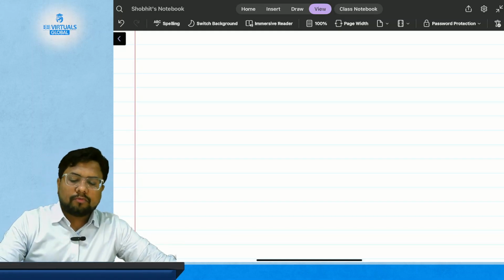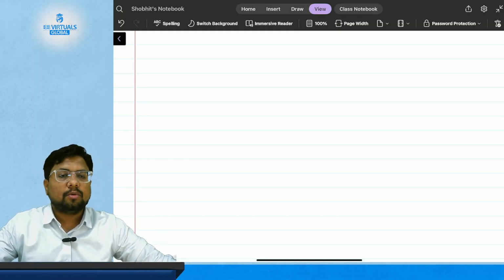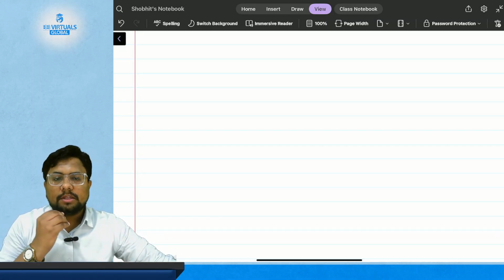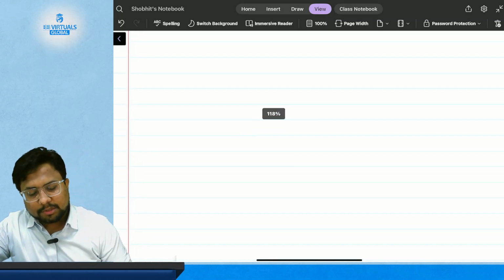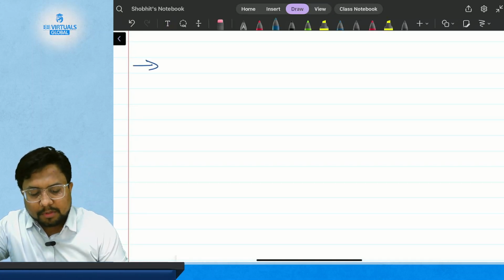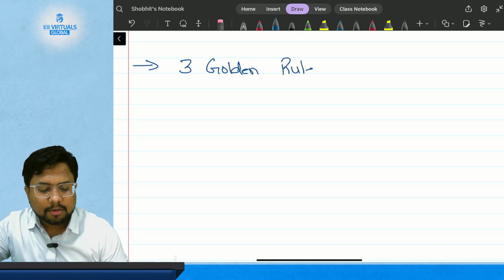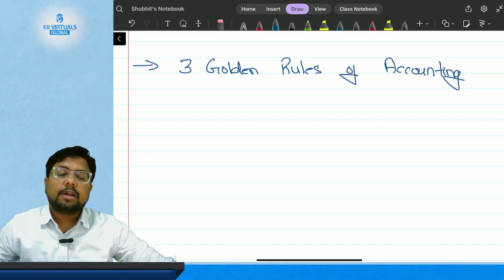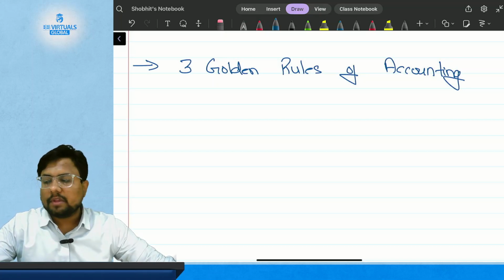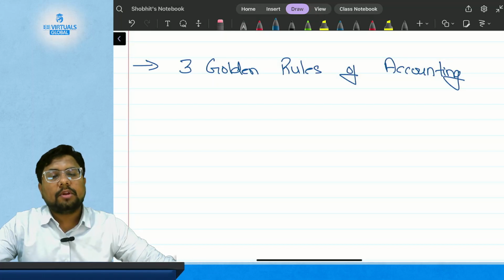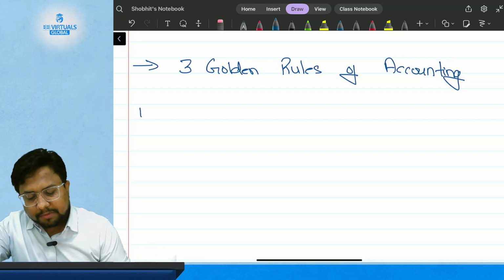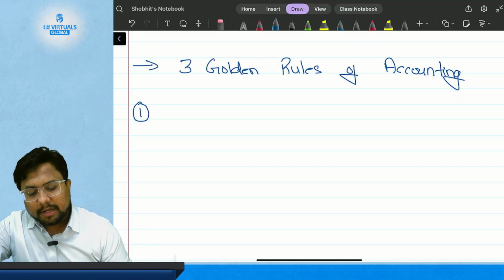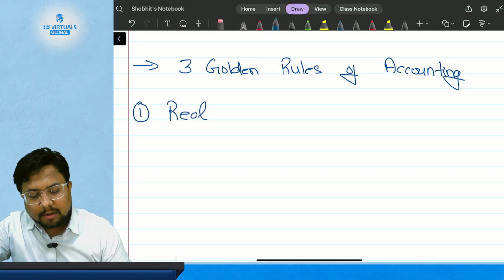So before going for the business transaction, we must read which are the three golden rules of accounting. First we will study the three golden rules of accounting. We will study each rule one by one with an example, so that you will be able to understand how accounting is done. Then we go for the business transaction and the journal entry which is recorded for each business transaction. So let's start with the first golden rule, that is regarding the real account.